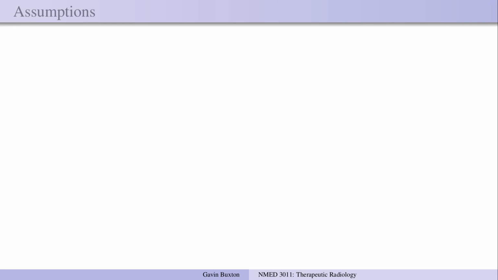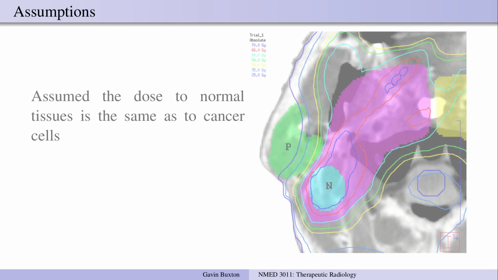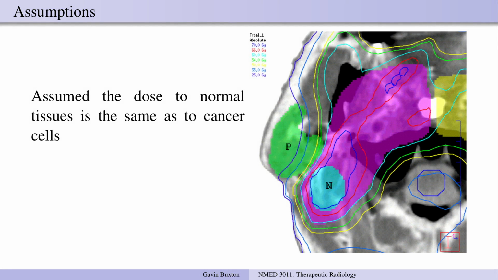In the above analysis, we've assumed some things. We assume that the dose was the same for the tumour as it is for normal tissue. Is this the case? Well, when the book was written 30 odd years ago, it might have been, but it isn't nowadays.